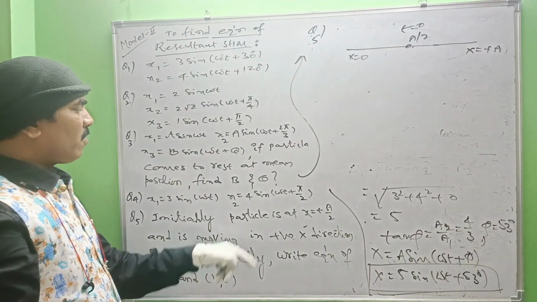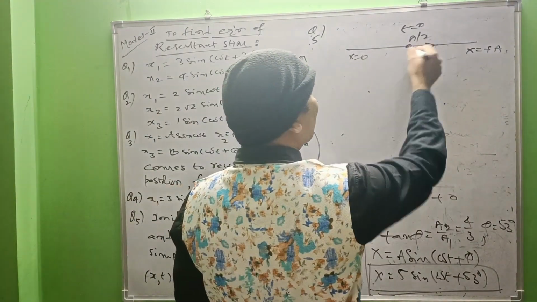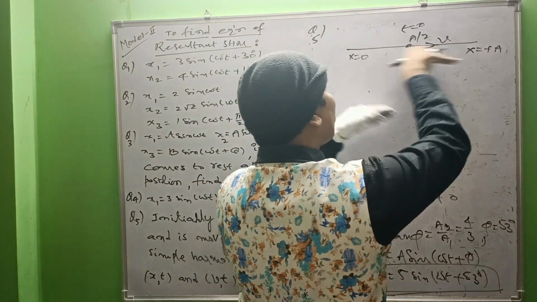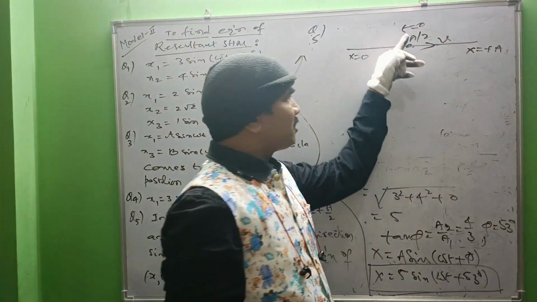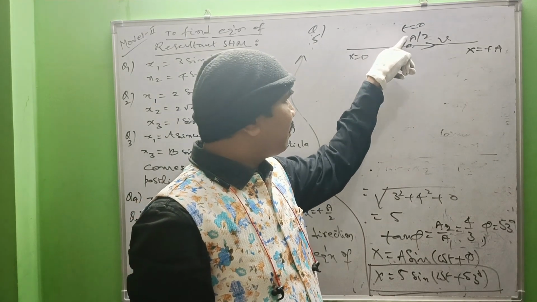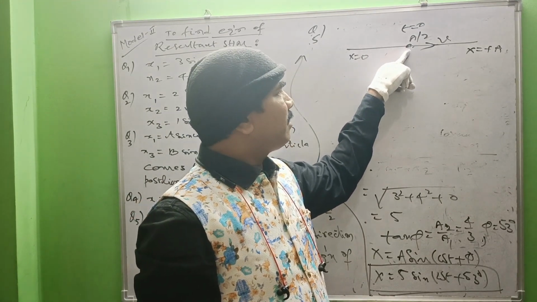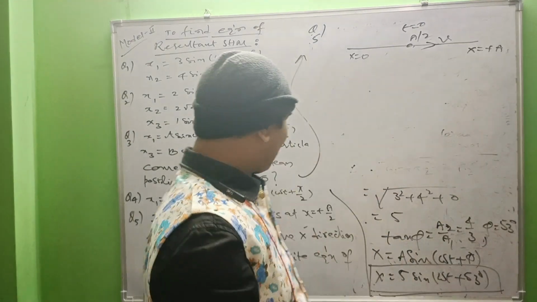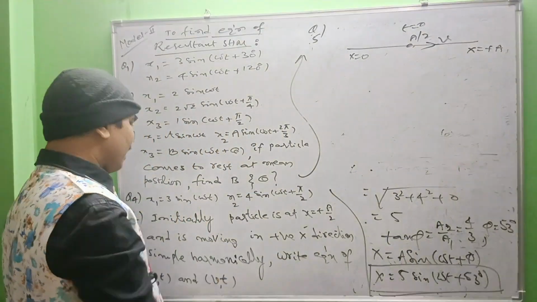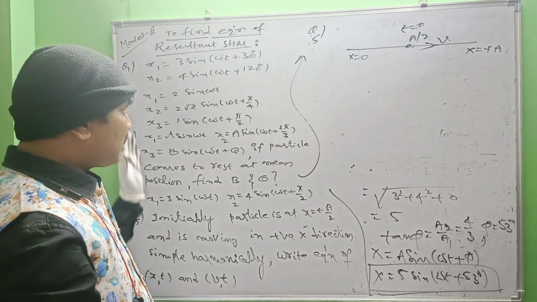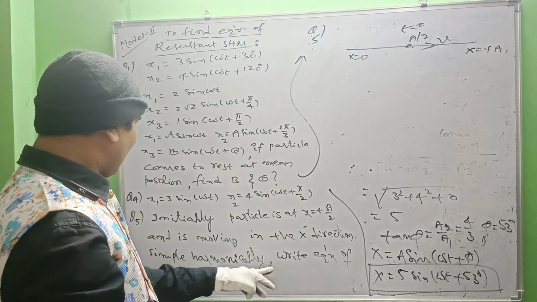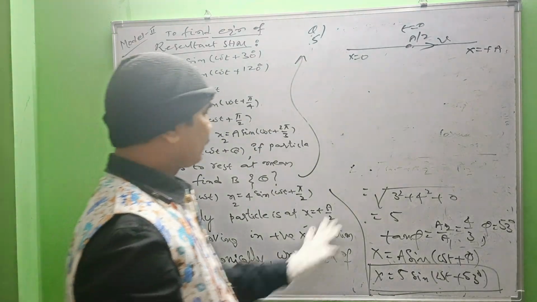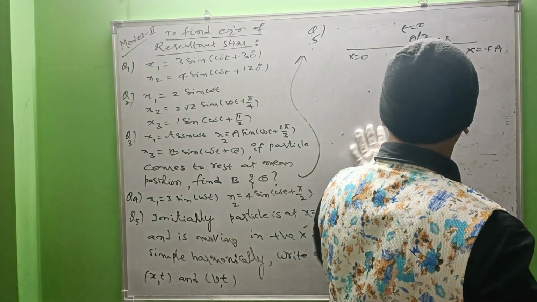And it is moving in the positive x direction. What is the direction of motion here? Positive, meaning the velocity is positive. Of course, initially it is at half of the amplitude, but see the direction of motion: it tends to move rightwards still. That is what we came to know from the data, right? So it is oscillating simple harmonically. Write the equations of x(t) and v(t).